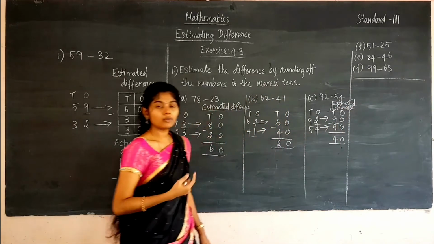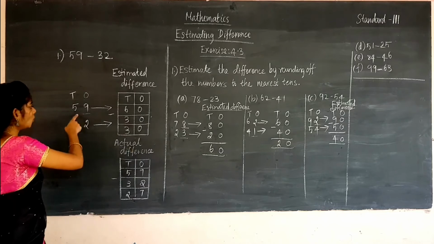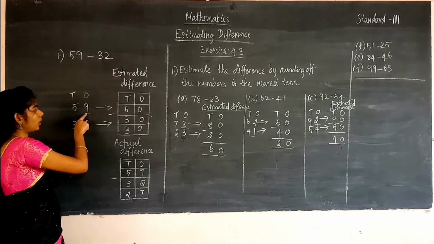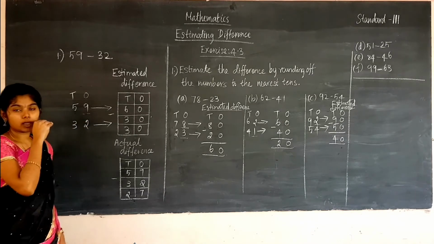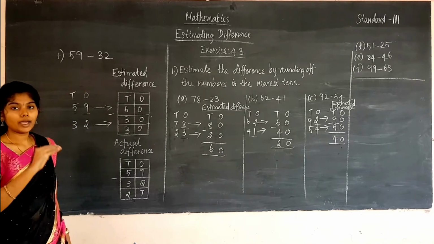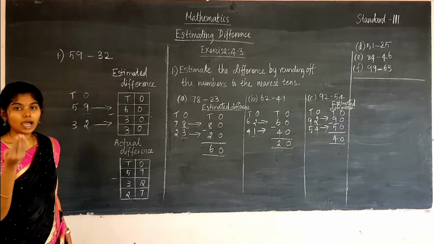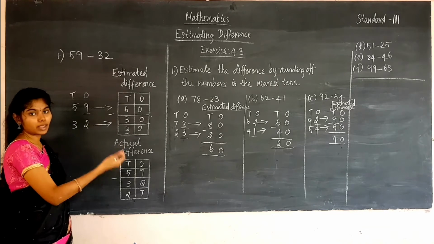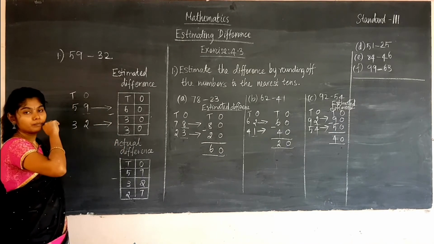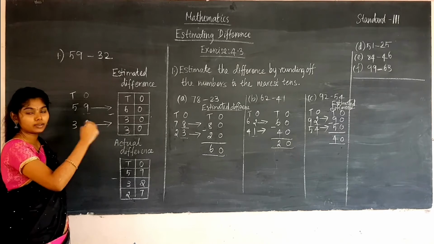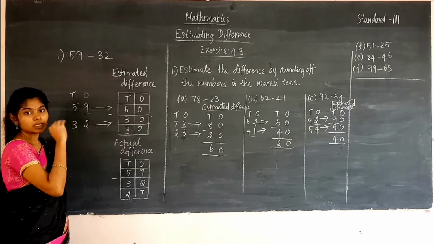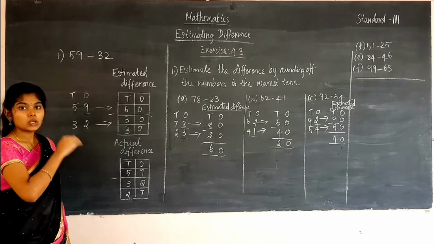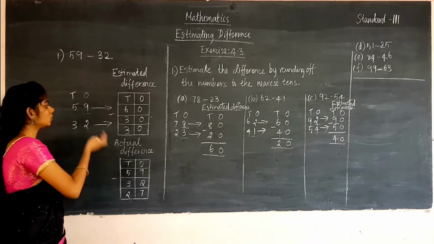So first, we have to round off the numbers that are given. To round off a number, we have to check the ones place number. If it is 5 or more than 5, we write 0 in the ones place and add 1 to the tens place number. And if it is less than 5, you just write 0 in the ones place and in the tens place you write the number as it is. So this is what rounding off the number means, to the nearest tens.